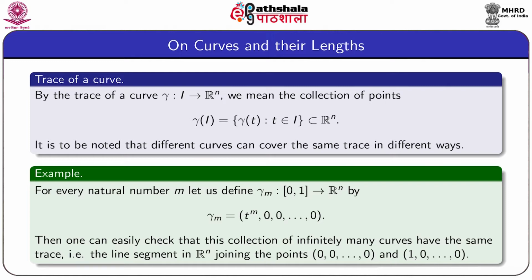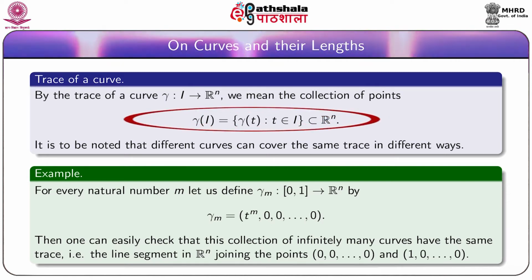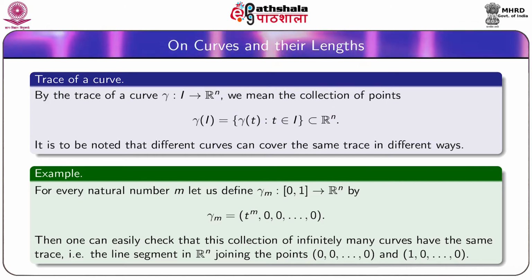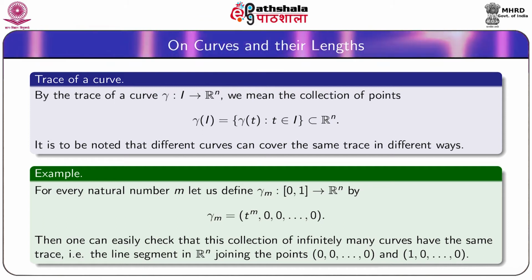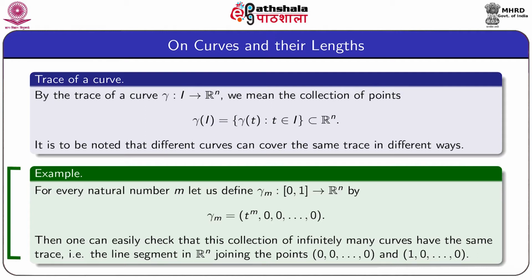We now define trace of a curve. By the trace of a curve gamma, which is a map from I to Rn, we mean the collection of points gamma I, that is the range, that is the collection of points gamma t, where t varies over I, and obviously it is a subset of Rn. It is to be noted that different curves can cover the same trace in different ways. We have already shown it with the help of some examples in an earlier module.